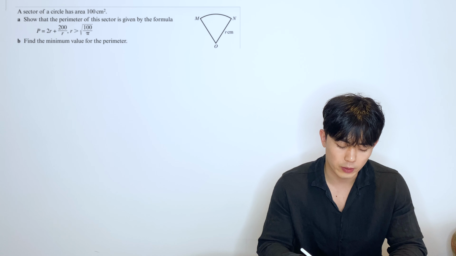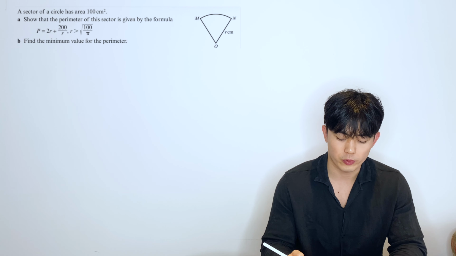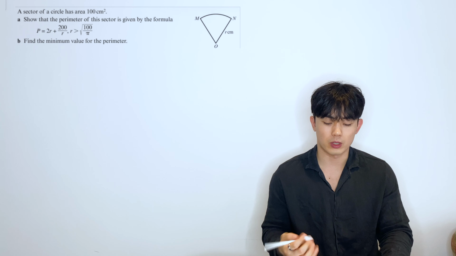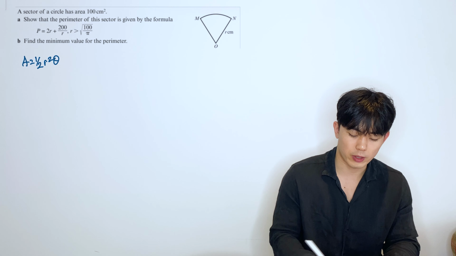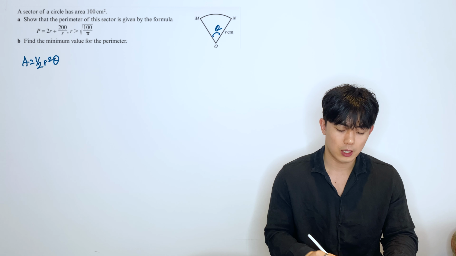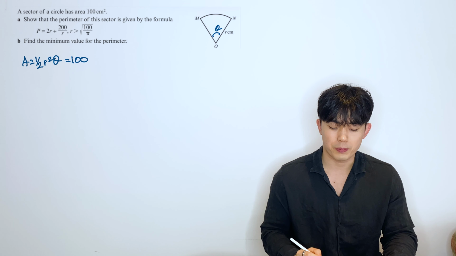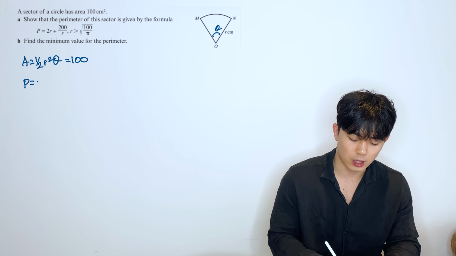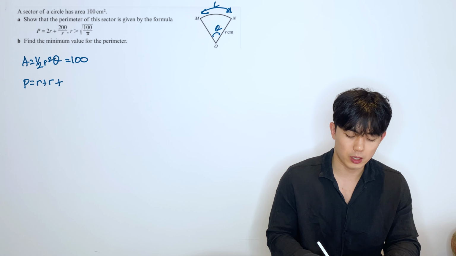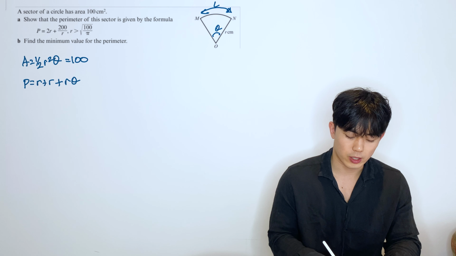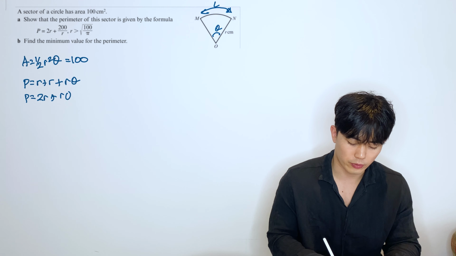So we have a sector of a circle which has an area of 100 centimeters squared. Show that the perimeter is given by this formula. So it's a sector, so let's think of the equations for a sector. So area is half r squared theta, right? Where theta is this flat angle here. And so what we can say is this is equal to 100. Right, we're trying to find the perimeter. So the perimeter of this sector is going to be r plus r plus this length here, and this length is going to be r theta. So P is going to be 2r plus r theta.